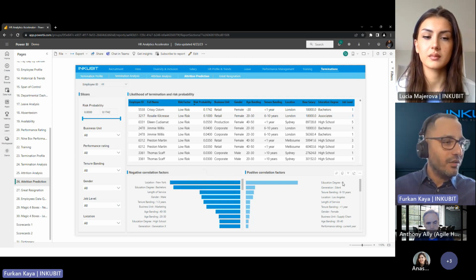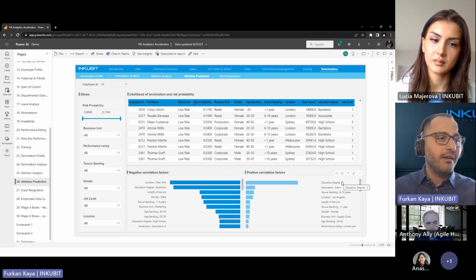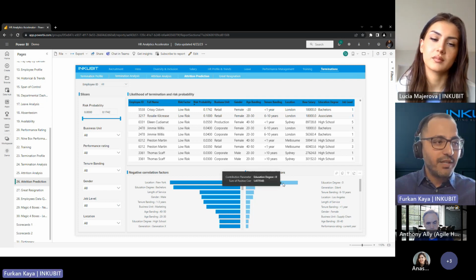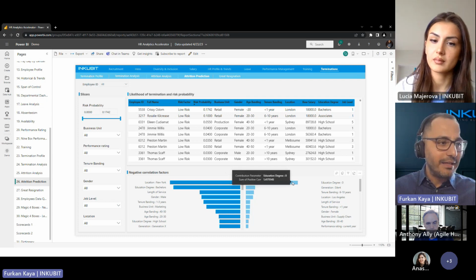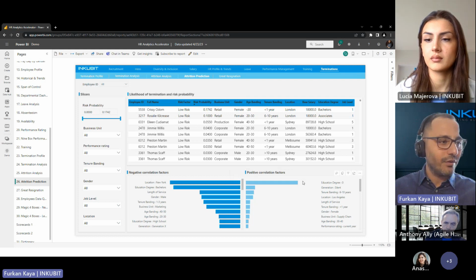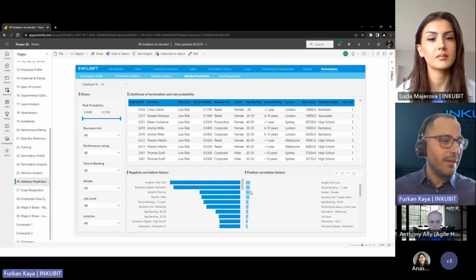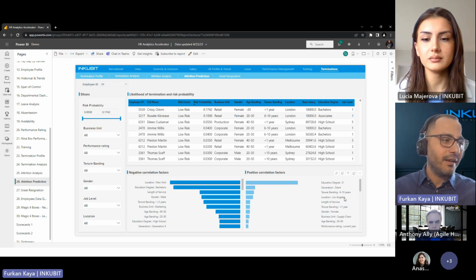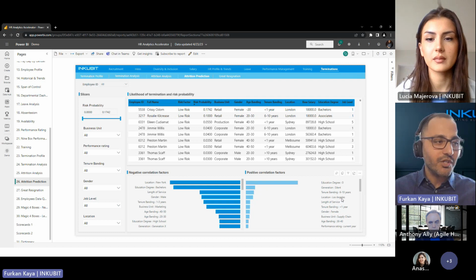So also, what is the highest correlated factor? You can see that, for example, education degree level 0 covers the employees of your organization with the highest likelihood of leaving your organization, the attrition. So you can see other factors being in the equation as well, for example, different locations and so on.